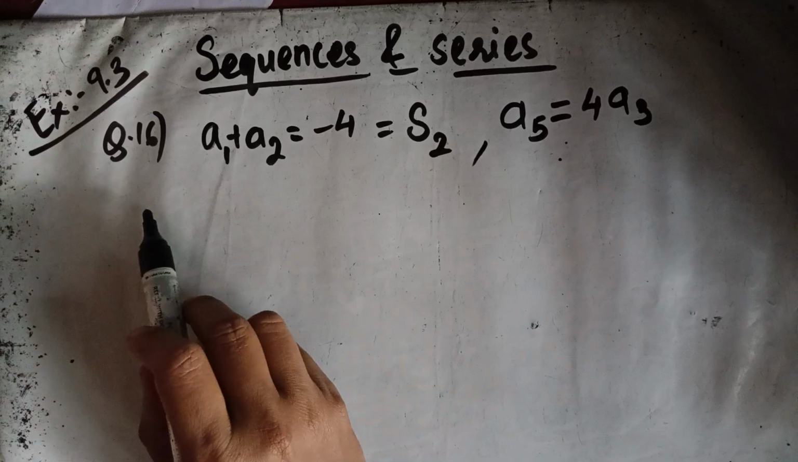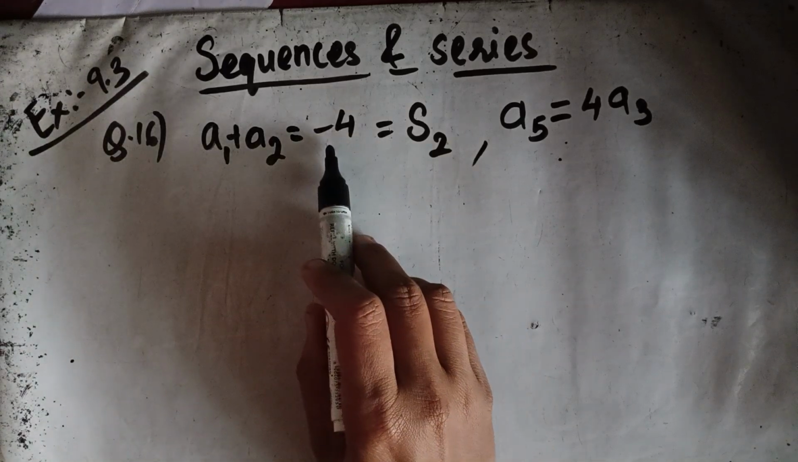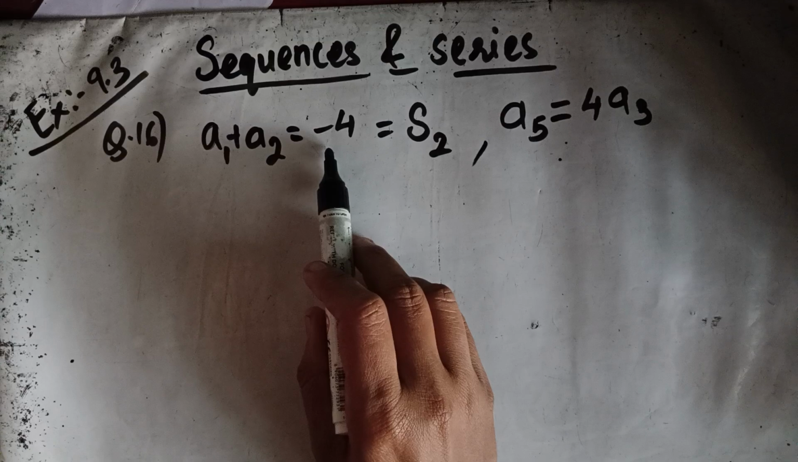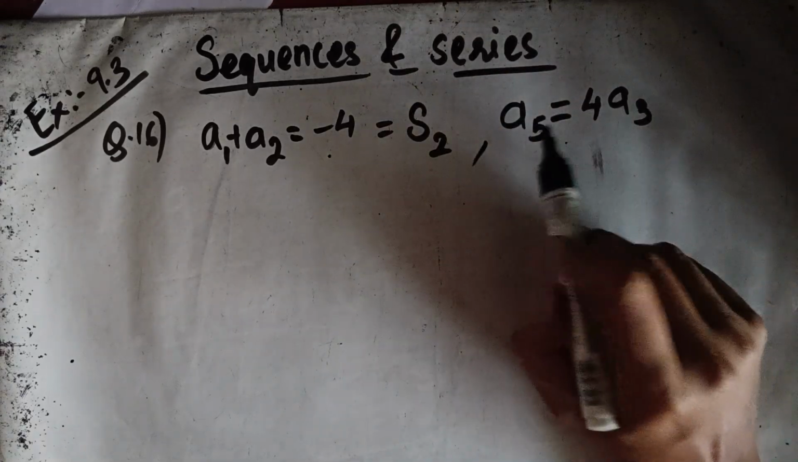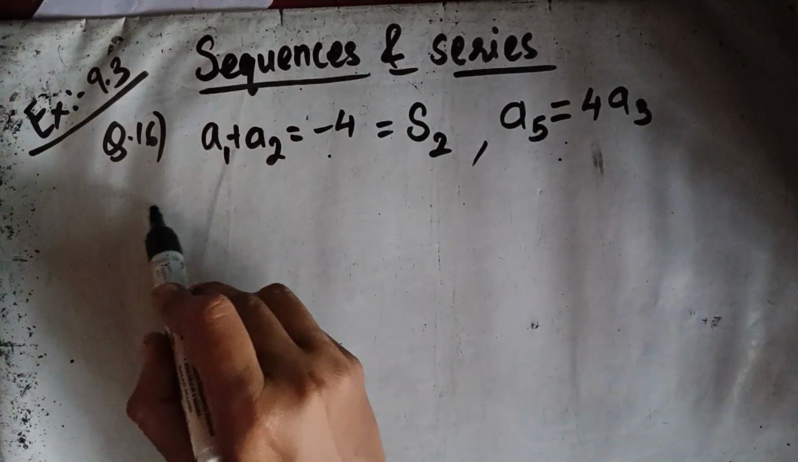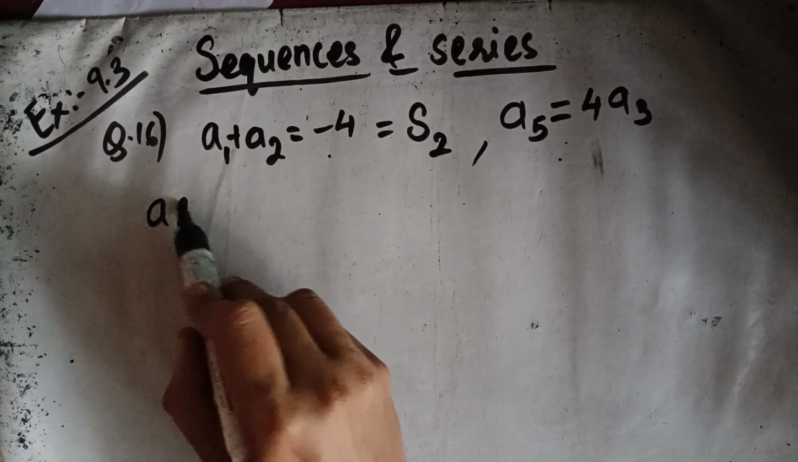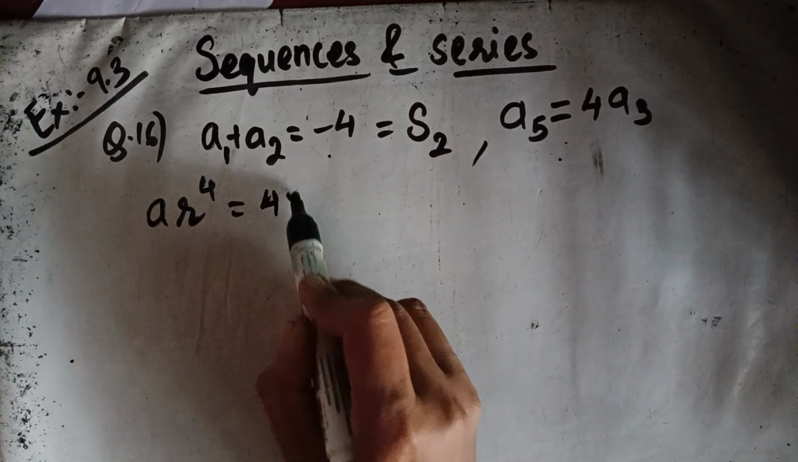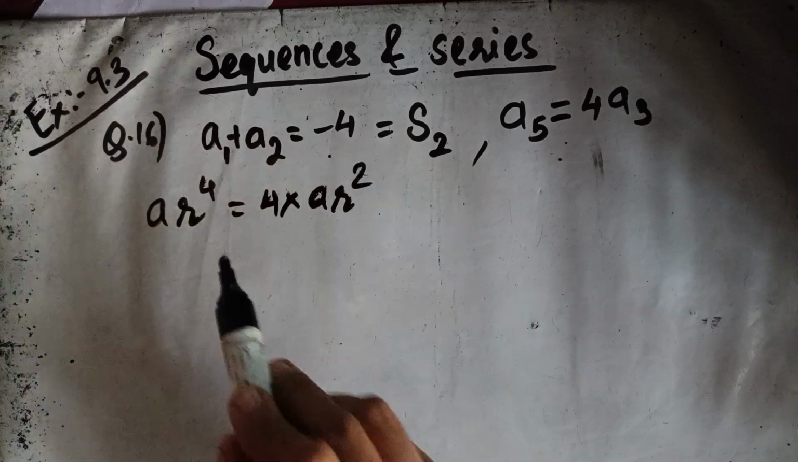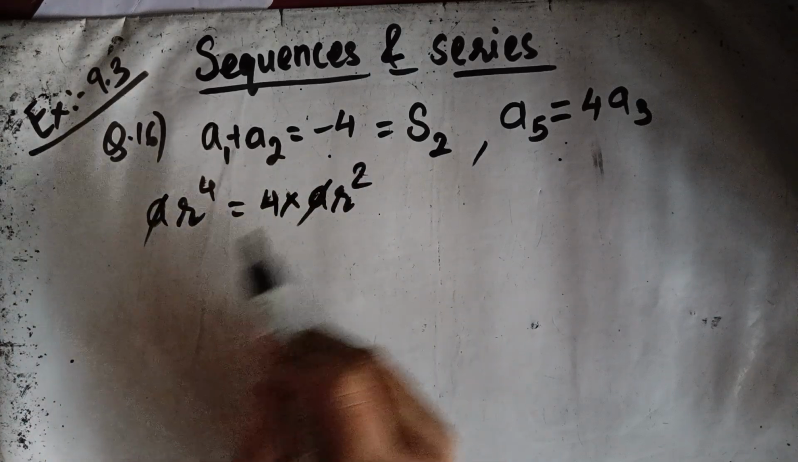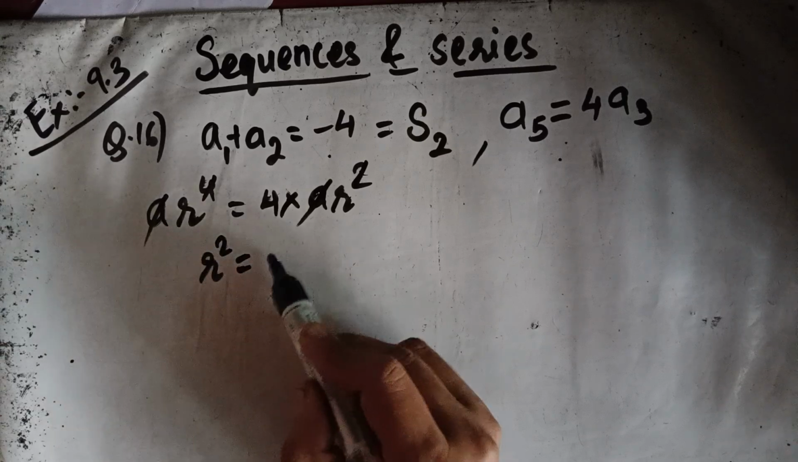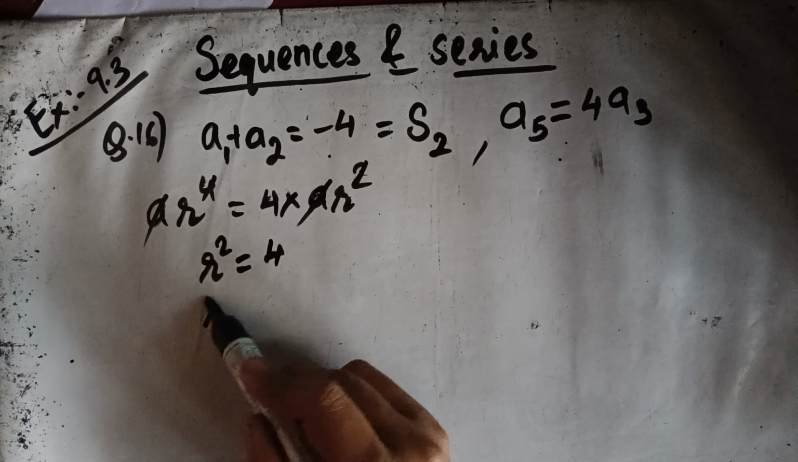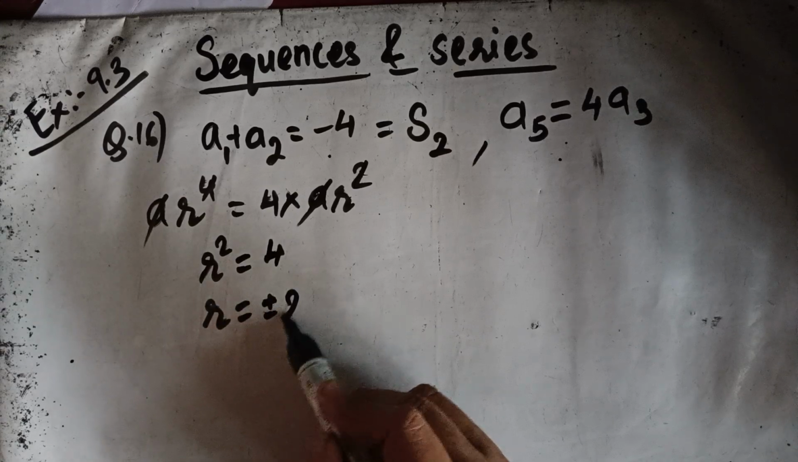Okay, so S2 is there. From this you can find, a gets cancelled here, right? a5 we can write as a r raised to 4 equal to 4 into a r raised to 2. So r square is equal to 4. So r is plus or minus 2.